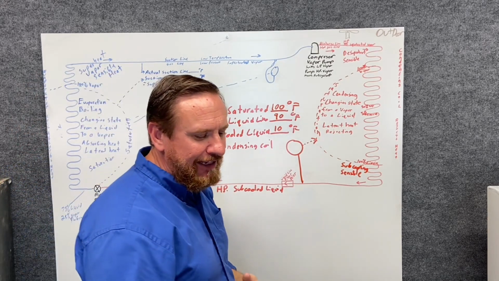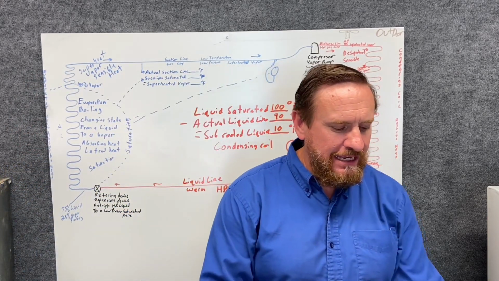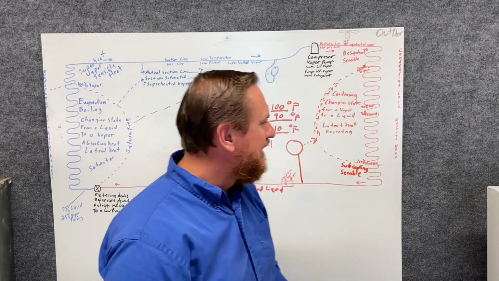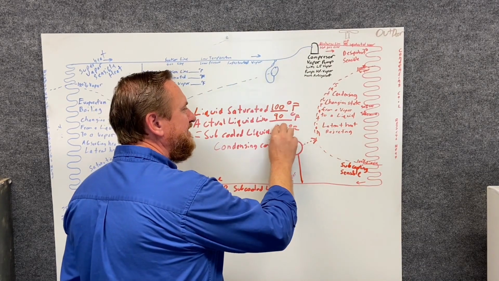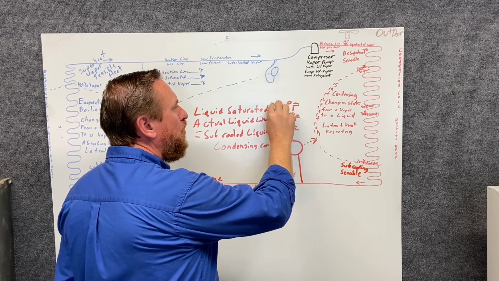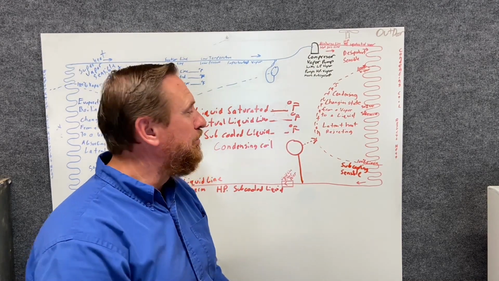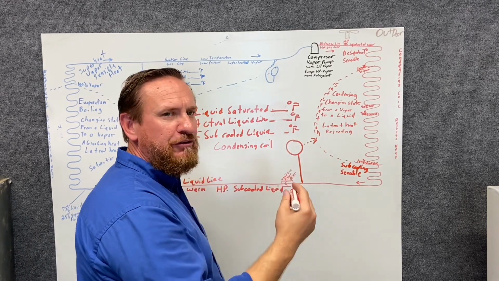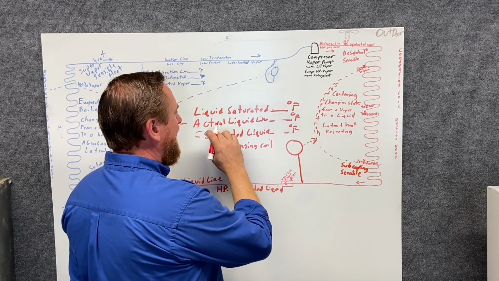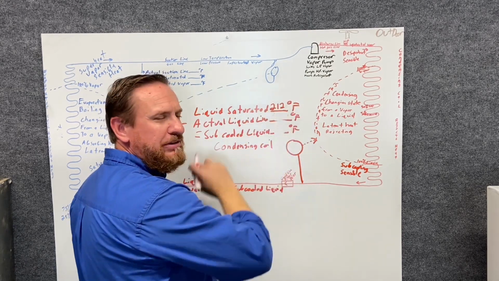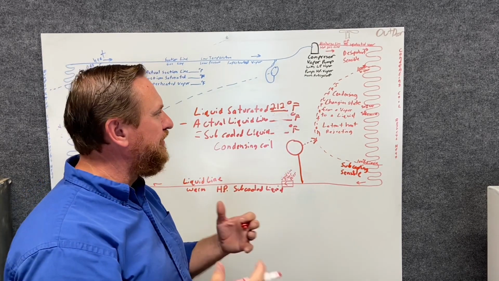Now let's apply subcooling to our daily lives. Here we have water, right? H2O, dihydrogen monoxide. Now we're all familiar with water. At 0 psi gauge, what is the boiling point of water at sea level? And that boiling point is 212 degrees Fahrenheit. So the liquid saturated temperature is 212. That's the point that it changes state. The point it boils, condenses.